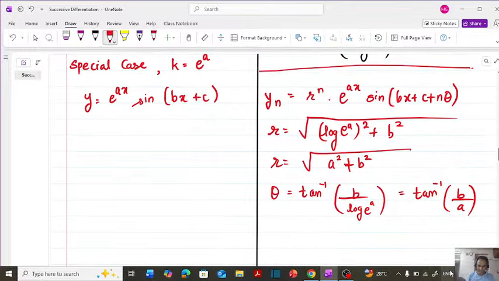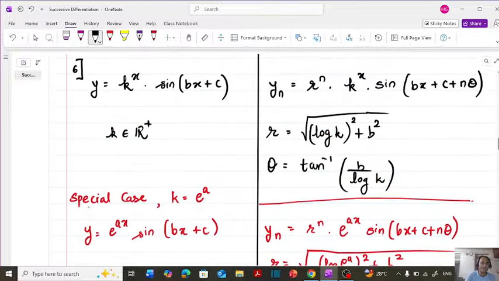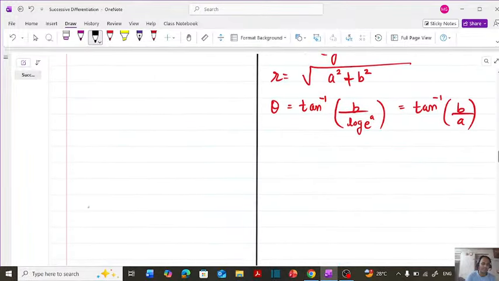Okay, now the similar version is there for cosine also, because sine is there, there is a cosine also. Okay, so let us see what will happen for cosine. So we saw the formula number 6, and there is a seventh formula.